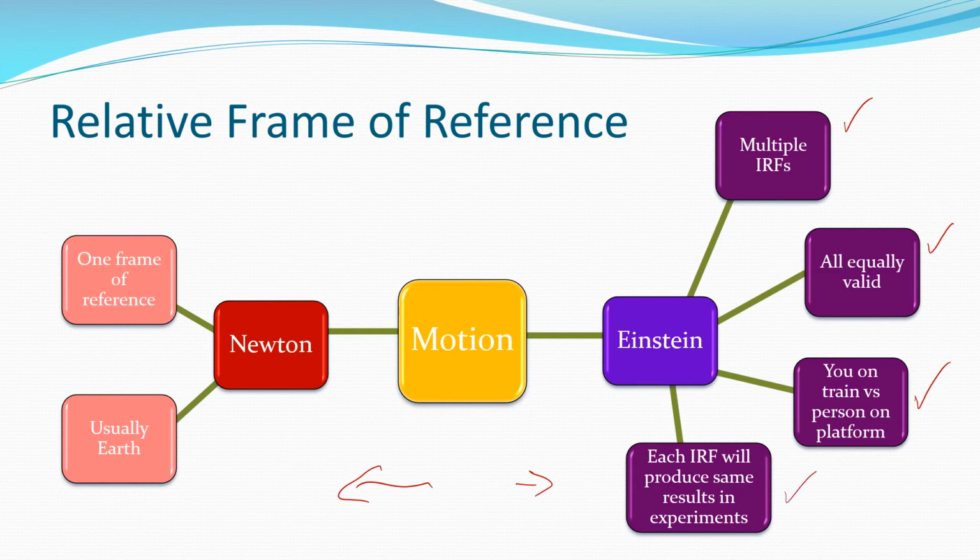Each reference frame will give you the same sort of results in experiments, but when we start to investigate it, we'll see some slight differences in how it actually works. The laws of physics will still be the same in each frame, but the actual outcomes that we get start to look a little bit different depending on the motion.